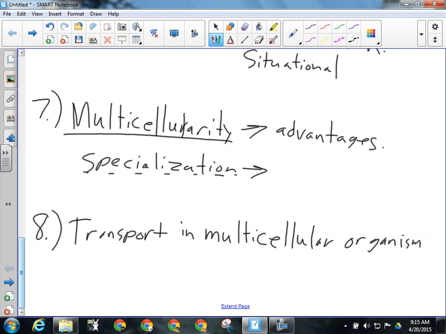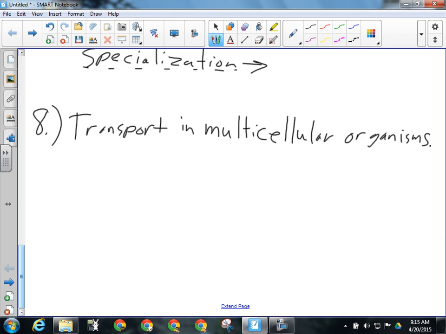Then we had transport in multicellular organisms, essentially transport in plants, because that's the only ones we really looked at. In plants, for transport, certainly we need to remember that process: water evaporates through the stomates and that leaves salt behind, and the salt brings the osmotic pressure and all that stuff we've talked about a million times. Yes, you definitely have to know that process. You're definitely going to have to explain that process.